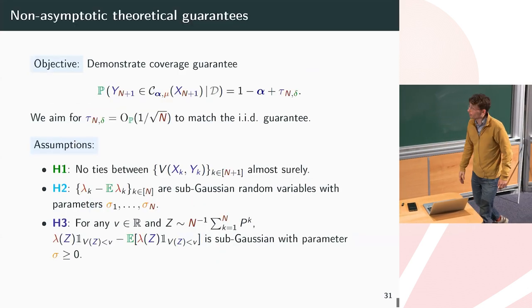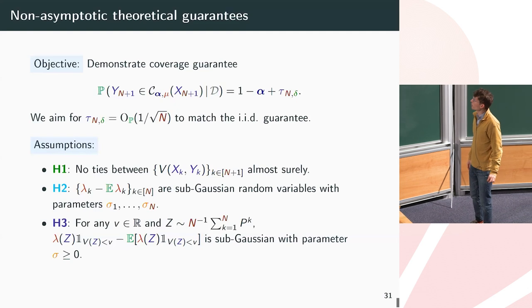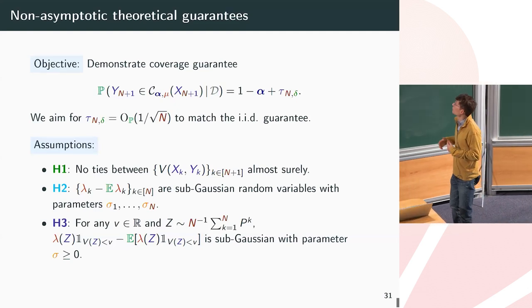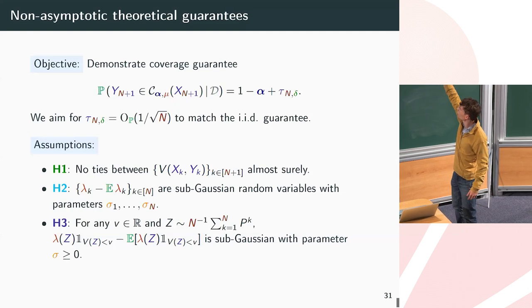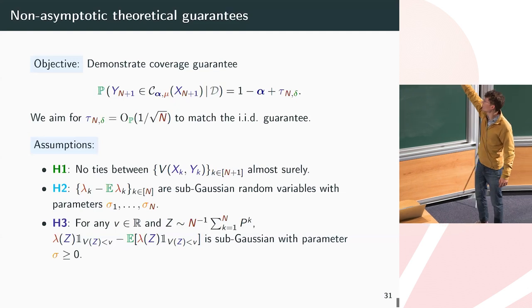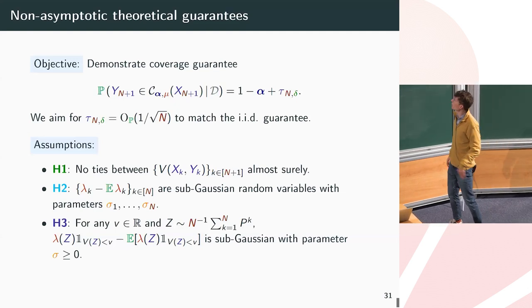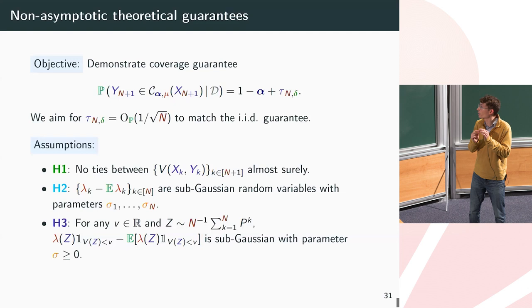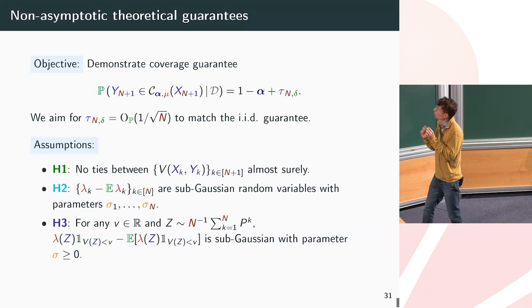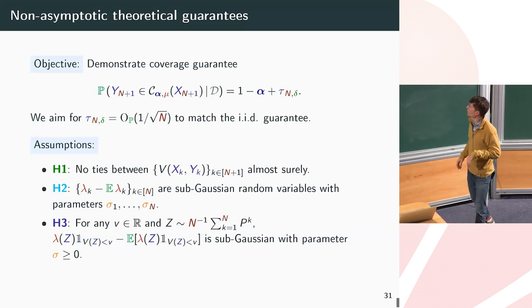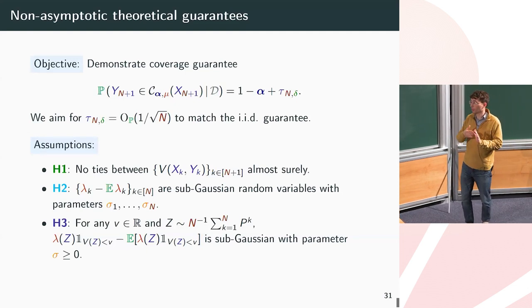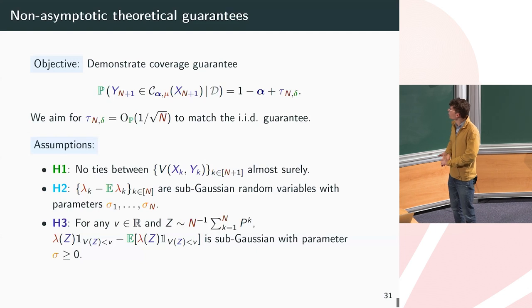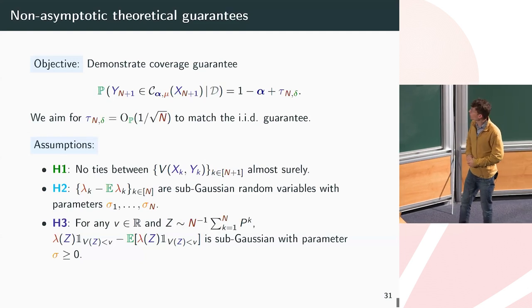And the objective was to demonstrate that with high probability, the conditional coverage condition on the calibration data set was very close to 1 minus alpha, because we just wanted a little bit of error term tau of order 1 over square root of n. And the idea was really to match the IID case, but this time with heterogeneous data. So we make several assumptions, three of them.